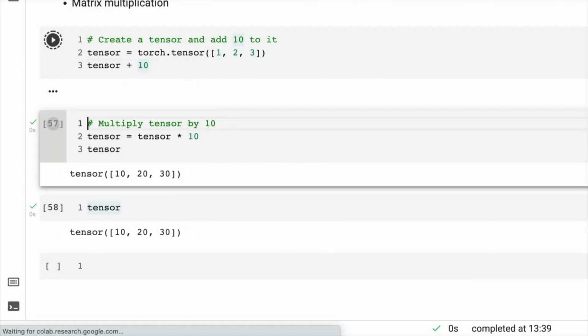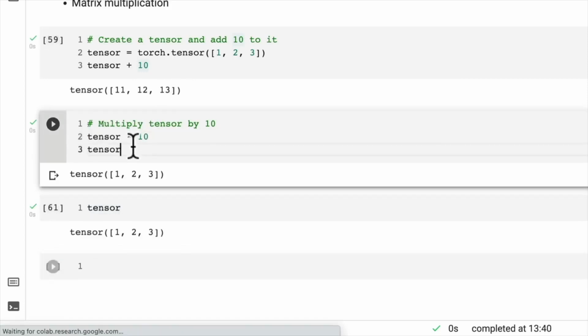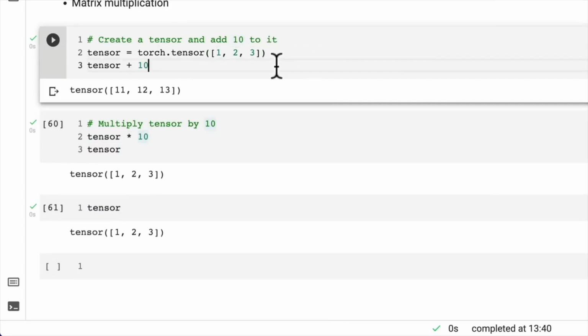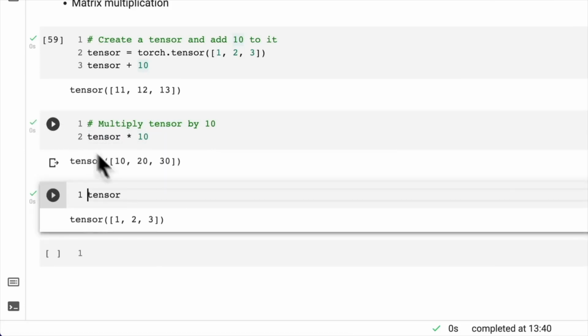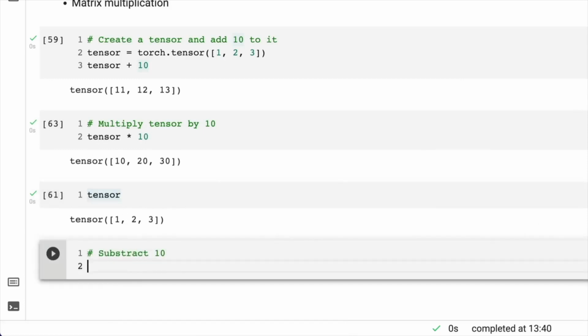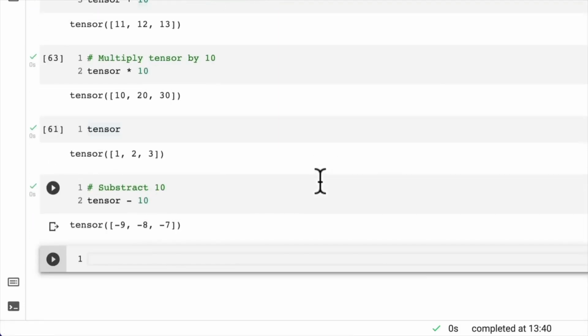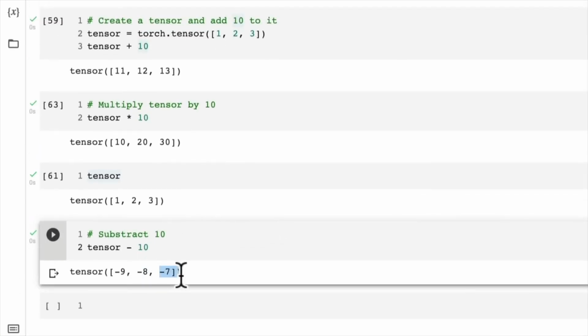But then if we go back from the top, if we delete this reassignment, oh, what do we get there? Tensor times 10. Oh, what's happened here? Oh, because we've got, yeah, okay, I see. Tensor times 10, tensor still 1, 2, 3. What should we try now? How about subtract? Subtract 10 equals tensor minus 10. And there we go, 1 minus 10, 2 minus 10, 3 minus 10.